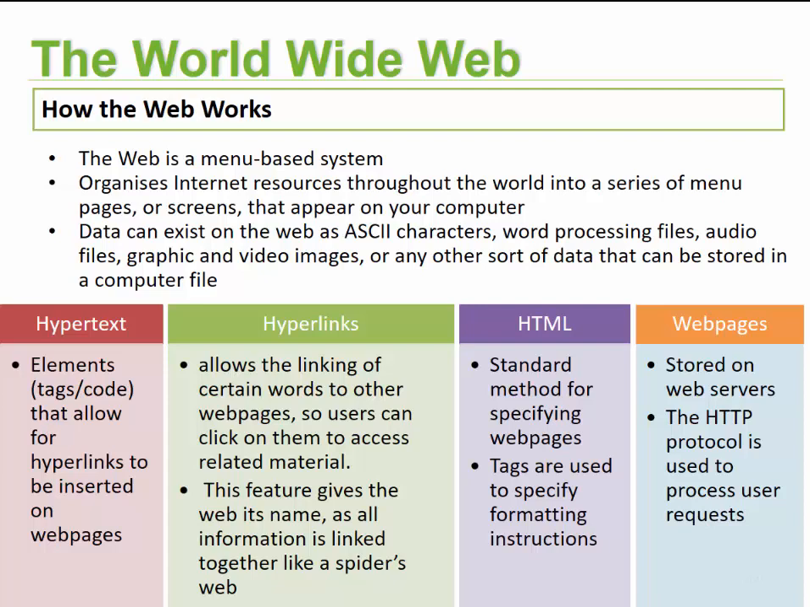The next series of definitions is quite important, and you guys need to know these. When we work with a web, we typically find these definitions, and the first one is known as hypertext. Now hypertext is actually all the elements. Now element can be referred to as tags or the code that allows us to insert hyperlinks on our web pages. So if you want to move from one page to another page, you need to click on a link. So you need to click on the hypertext in order to jump from one page to another page.